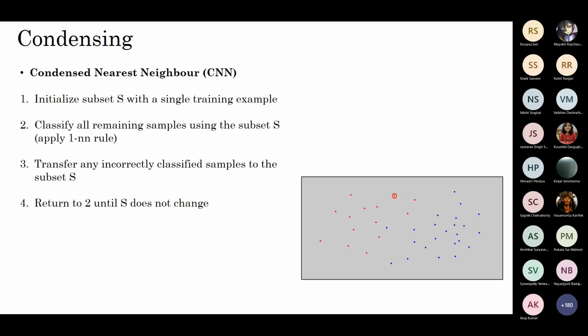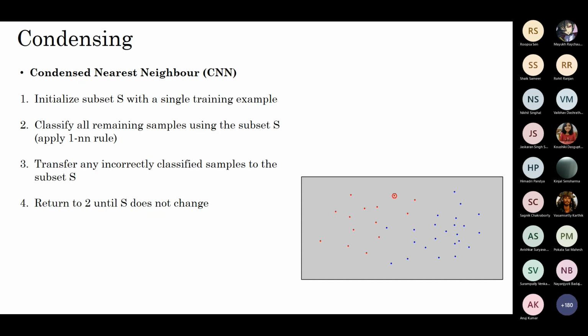The points which you could classify correctly using subset S, you discard, because you already know the subset is sufficient to get that information. Points which were not classified correctly, you include into S. And you repeat until there is no change in the set S. Now let's look at the example. The example will probably explain things in slightly more detail.